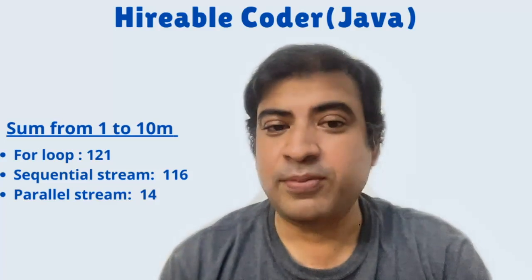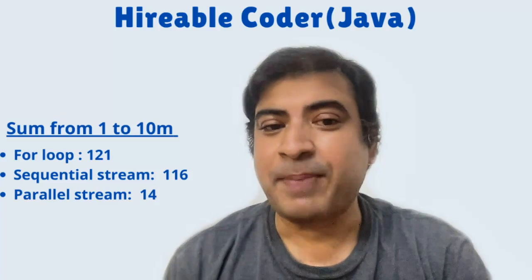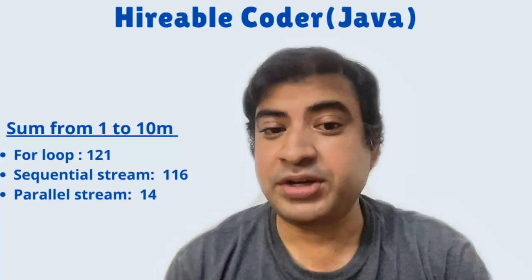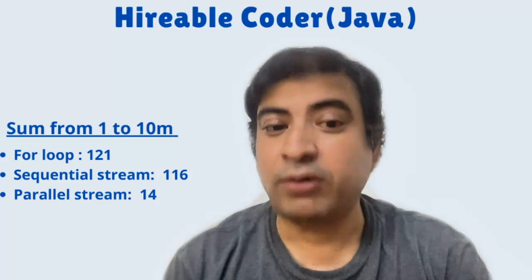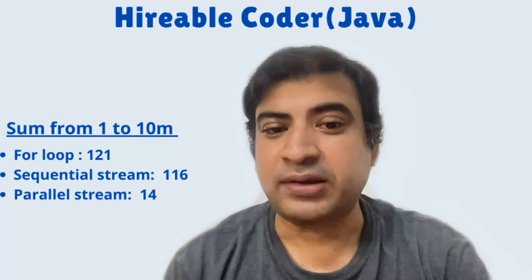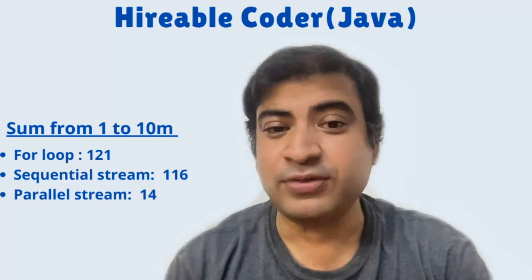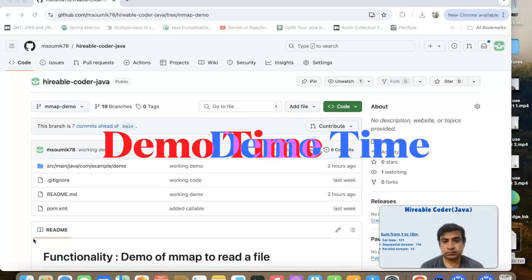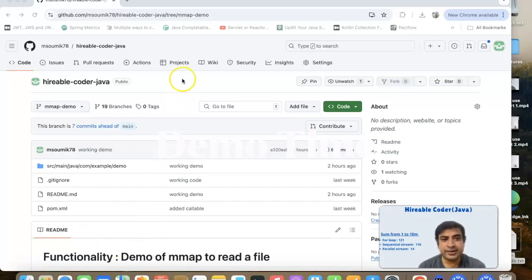The more the data volume is, you will see that the parallel stream is much faster. And if the computation is more intensive, then also you can see the power of parallel stream. So let's go ahead and now see the demo of this particular experiment in action.